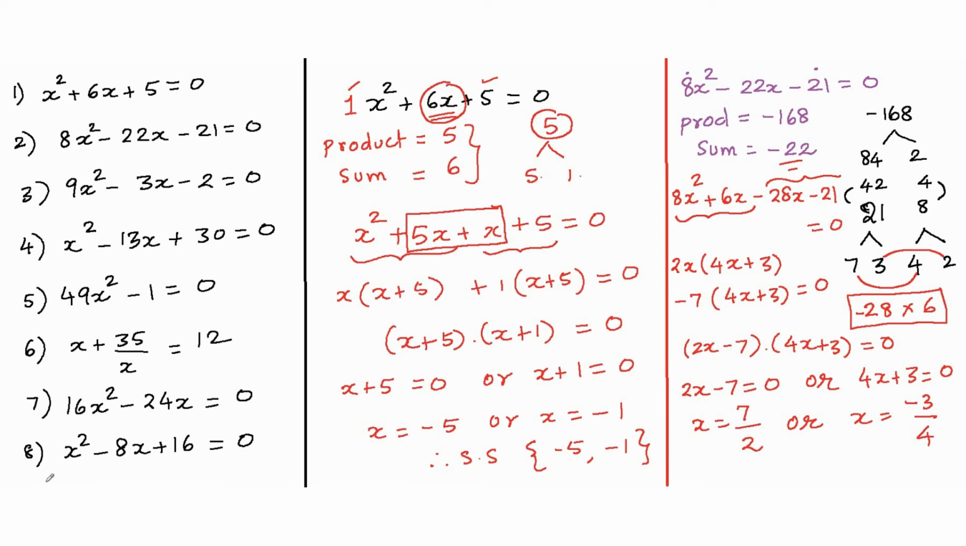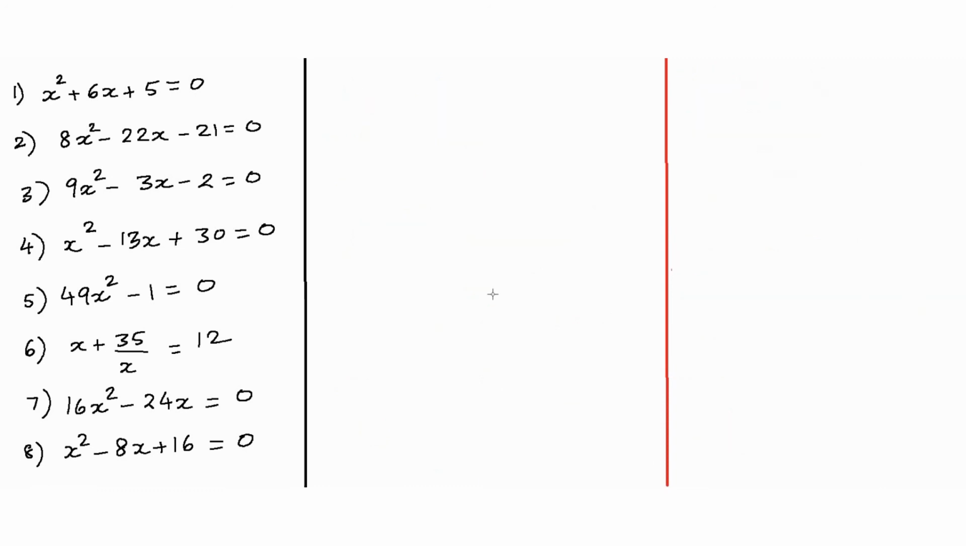Okay, moving on to the next two questions. So the next equation we have is 9x square minus 3x minus 2 equal to 0. Again, the product over here, let's take the extreme terms, 9 into negative 2, is negative 18, and the sum is negative 3, right? So now we have to split the middle term.